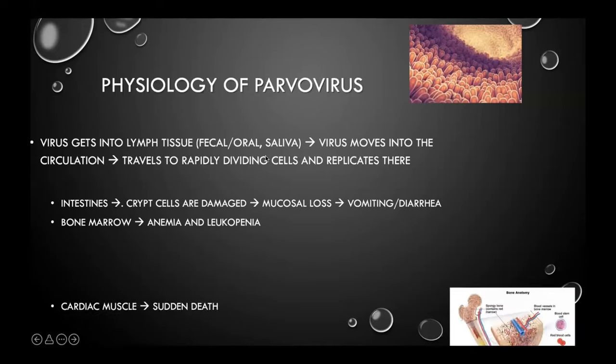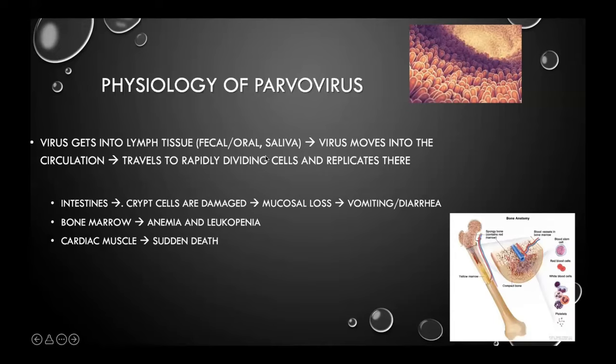And then the last place it goes is the cardiac muscle. If it goes there, it causes sudden death. It's more rare, but it can happen. Those are the dogs that just die suddenly and there's nothing you can do. The bone marrow, when we see a dog that's sick, we'll run blood work. If the white cell count is very low and they have a fever, that is a very poor prognostic indicator of how that pet is going to do.